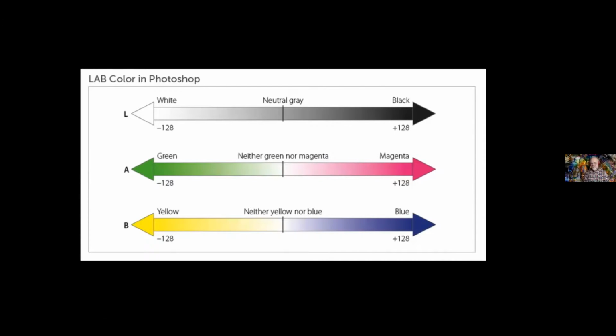The other interesting property here is that the color channels are color opponent. So the L channel includes white and black and is neutral in the middle. The A channel goes from green to magenta and is neutral in the middle, and the B channel goes from yellow to blue and is neutral in the middle. This color opponent property lends itself very nicely to a couple of different manipulations.